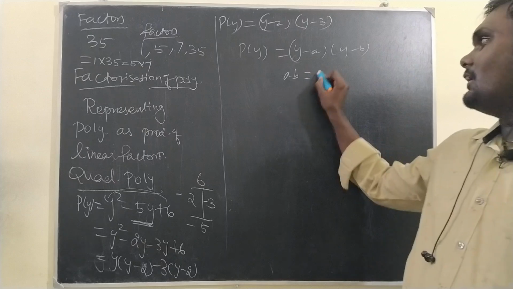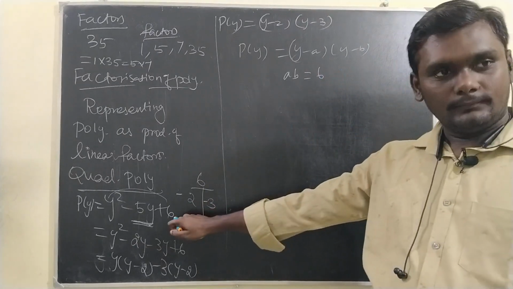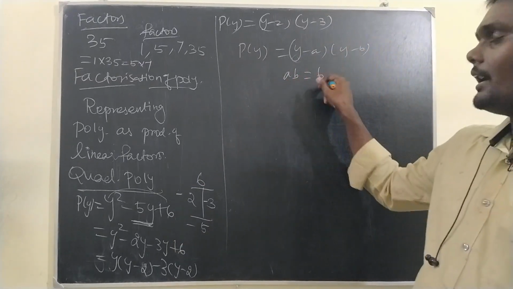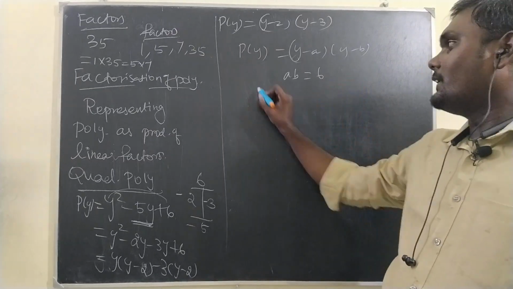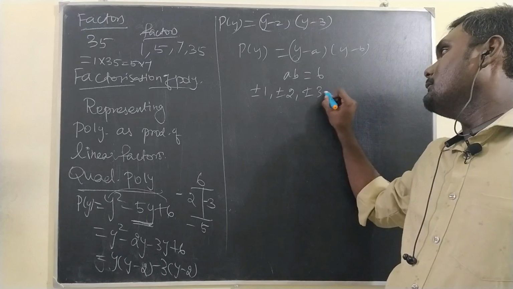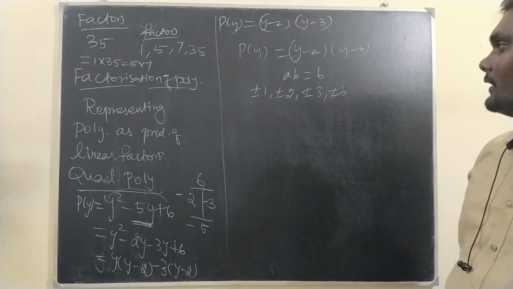That ab is equal to 6. Is it or not? Last term, right? When we multiply this, the last term will be ab and that ab is equal to 6. Now, we list out the factors of 6. That is plus or minus 1, plus or minus 2, plus or minus 3 and plus or minus 6. Any other things did I leave?